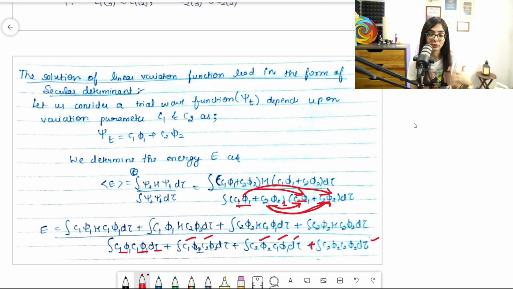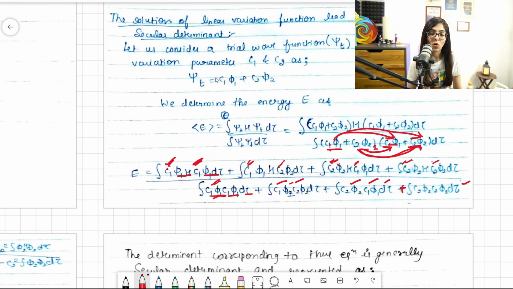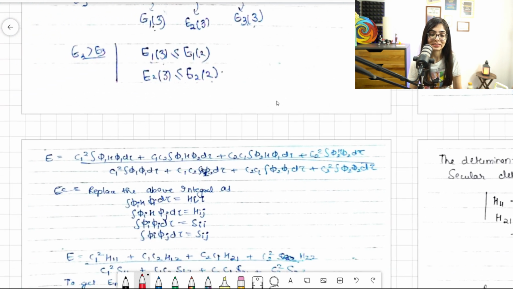My next step will be that I'll take these C1 things outside. I'll just put these things inside only, phi 1 h phi 1 d tau. I'll take this C1 C2 outside because these are constants only. So here it would be C1 square, C1 into C1. Here it would be C1 C2. Again here it would be C2 C1 and here it would be C2 square. So these things will be taken out. Same with here, it would be C1 square and C1 C2. So when we take out all the constants, this term will be looking like this.